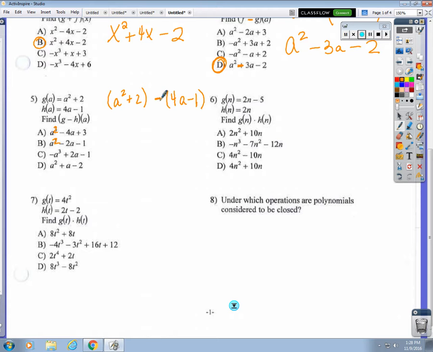Since it is subtraction, you have to distribute that negative to everything that comes after it, which won't affect the first thing. It won't affect that binomial, but it'll make that 4a a minus 4a, and it'll make that negative 1 a plus 1. Now we start combining like terms, starting with a squared. There's no other a squared term, so it just comes down, letting you know your answer is going to start with a squared, which eliminates c. Then you move on to your a to the first term. There's only one of them, so you just bring down that negative 4a, and then 2 plus 1 is 3, which lets you know a is the answer.